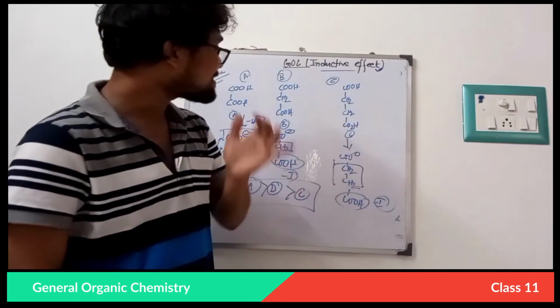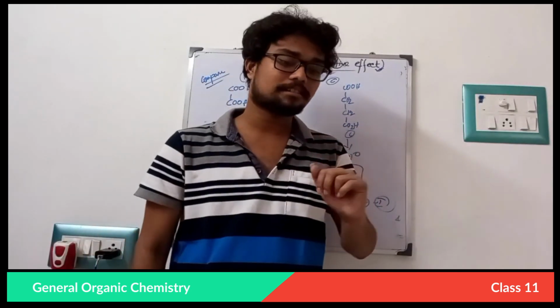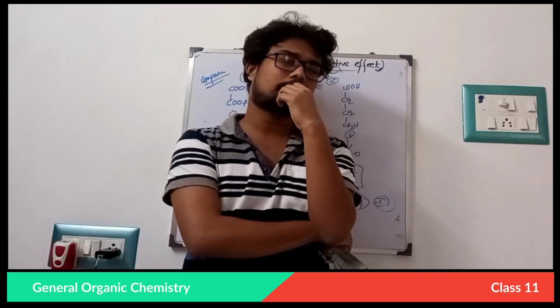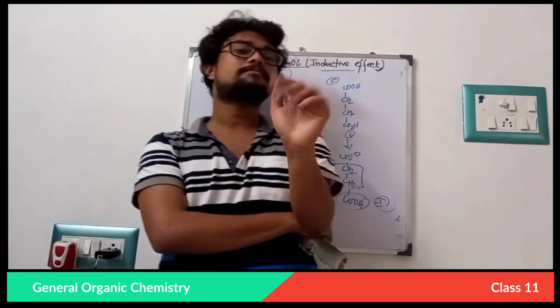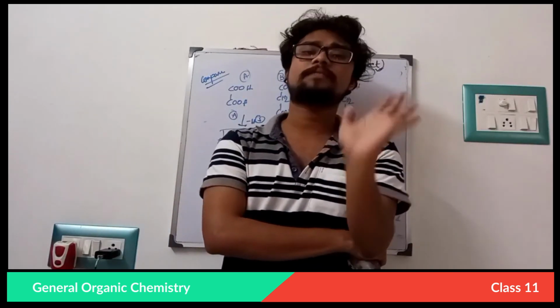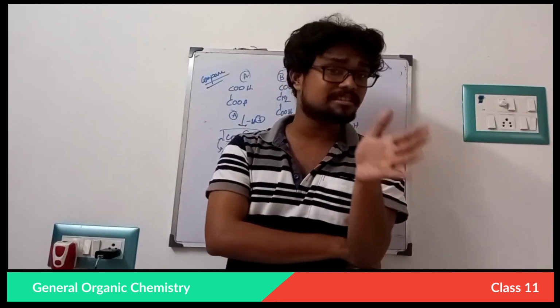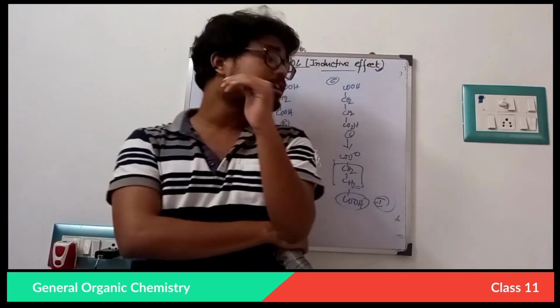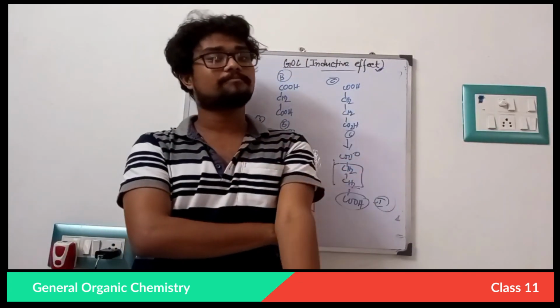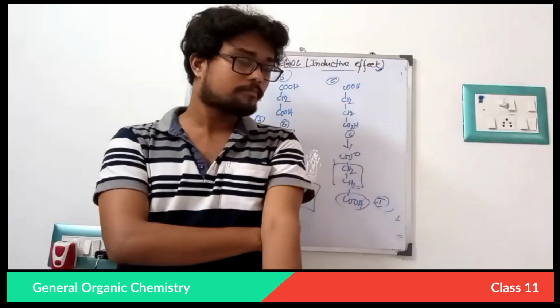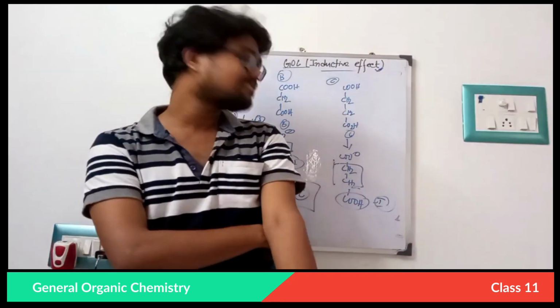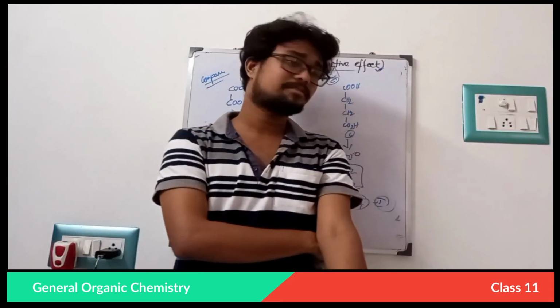So I am ending this class with this problem, and in the next class I will finish the inductive effect. That means one rule, the DNP rule, is remaining in the case of acidity, that is the resonance number and power rule, and the second one is the basicity order in the case of I effect, plus I effect or minus I effect. So I will need a 30-minute or 40-minute class to complete this.